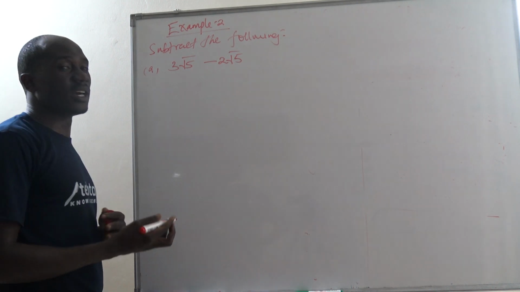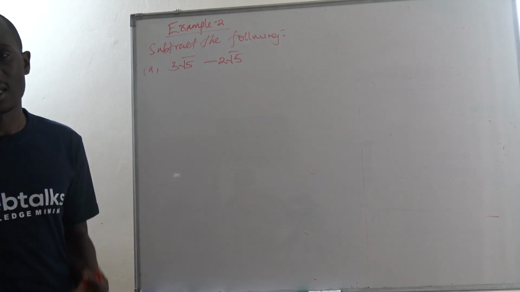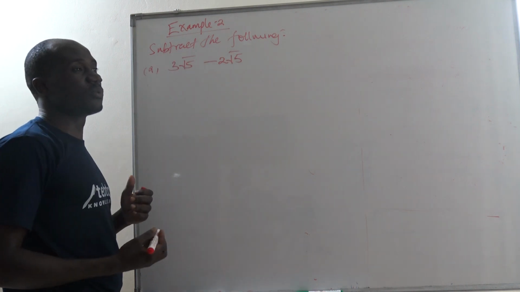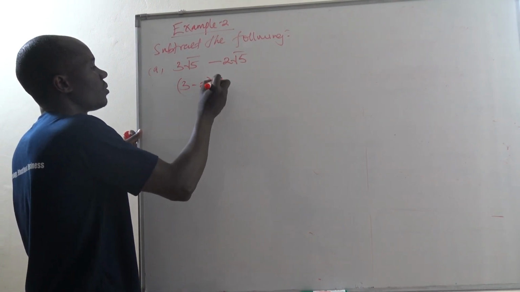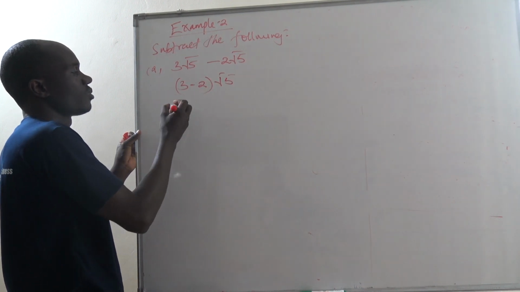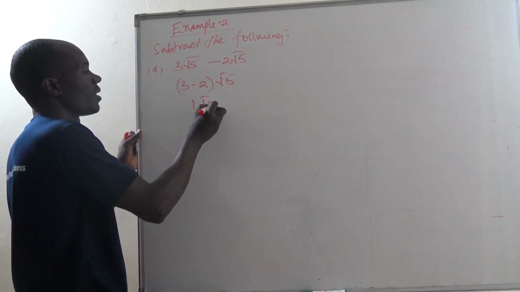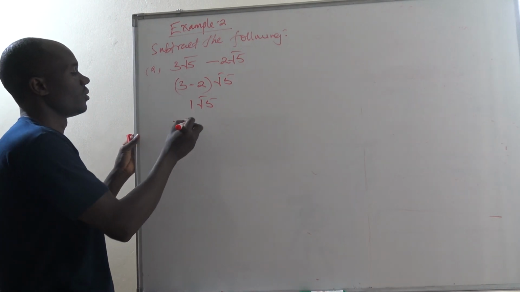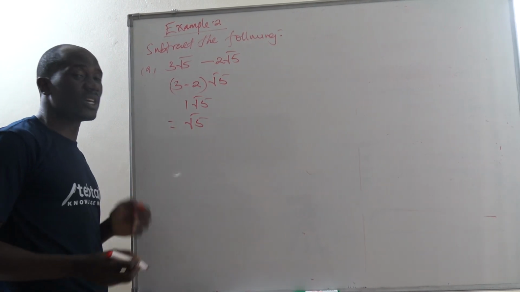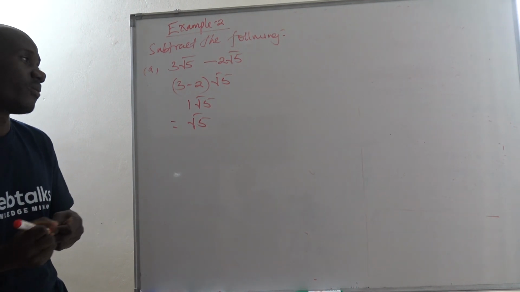So the same story here. You can see the irrational numbers are the same. What we do, we only subtract the corresponding numbers. This is the same as 3 minus 2 root 5. 3 minus 2 we get 1. It is 1 root 5. But in mathematics, even if you don't include the 1, we shall know that behind it is 1, so just write it as root 5.